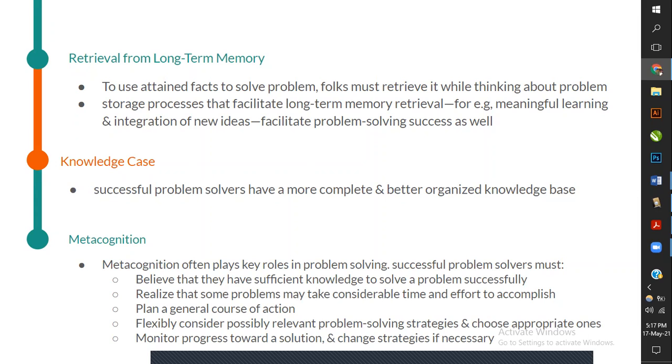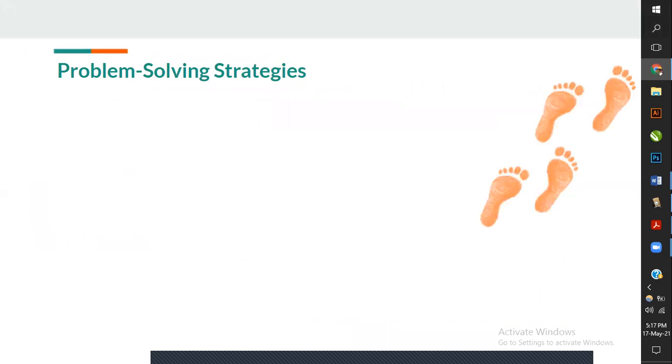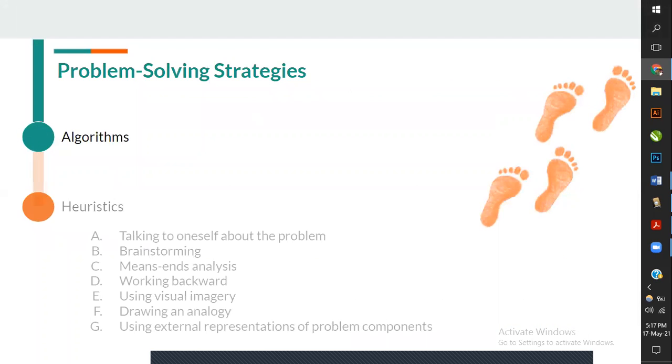Monitor the process toward a solution and change strategies if necessary. So that will be our metacognitions. That will be our 5 factors affecting problem solving, success of problem solving.